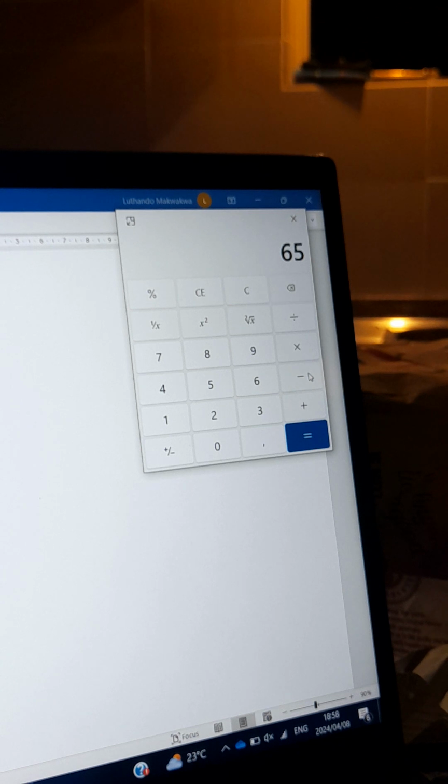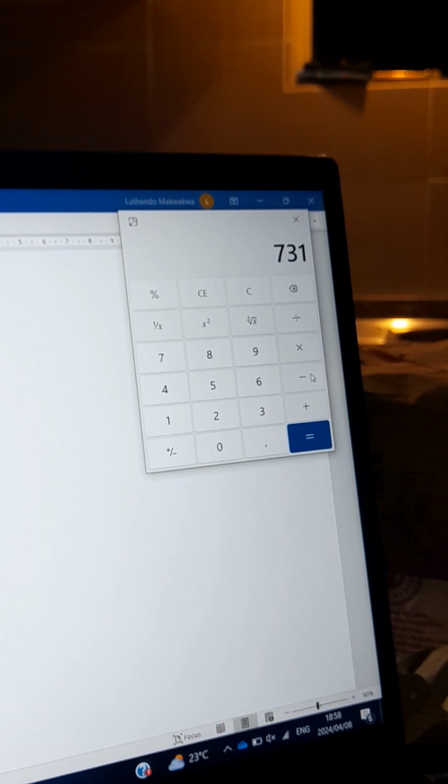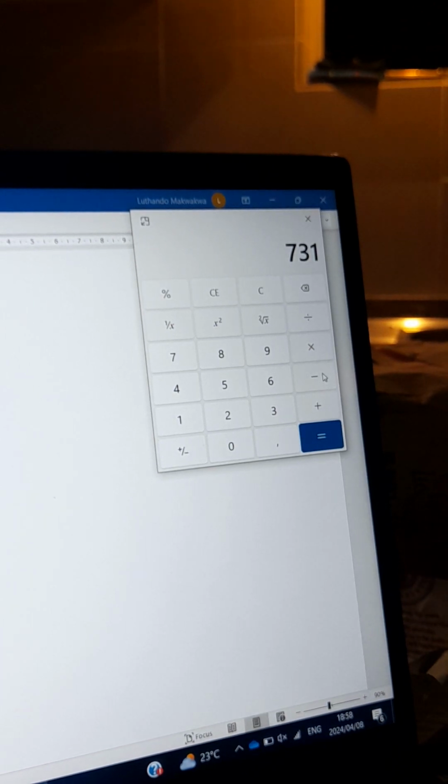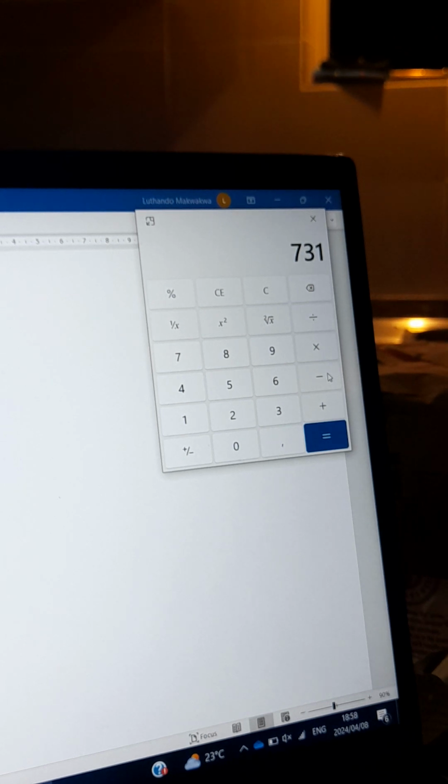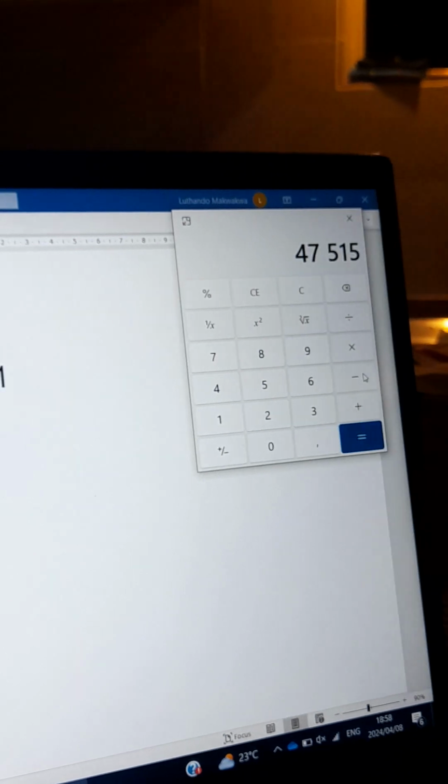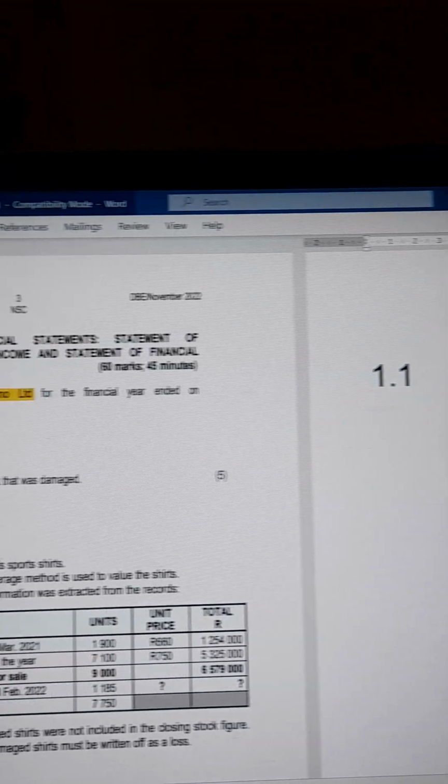On the calculator, it's 6,579,123 divided by 9,000 units. We get 731, which is the weighted average price. So if you say 731 multiplied by 65, that's our value, or the cost of damaged stock. So that's how we're supposed to calculate this one.